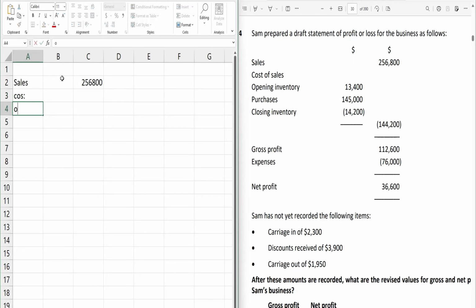In cost of sales we have opening inventory of amount 13,400, right? Then we have purchased the goods, purchases, and the purchase amount is 145,123. Then we have closing inventory of 4,200. And if we add all of this up, we will get the total with Alt plus.